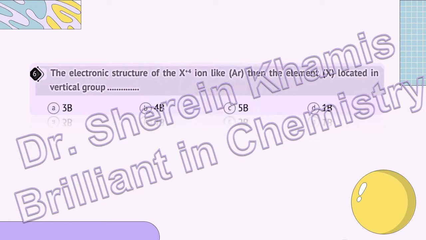Question 6 says that the electronic structure of the ion X plus 4 is like argon. Then the element X is located in which vertical group? We want to know the answer here. I think it's a very easy question. We have X plus 4, and I think without discussing, we will find the element will be in group 3B, 4B, 5B, or 1B. Okay, let's discuss our question.